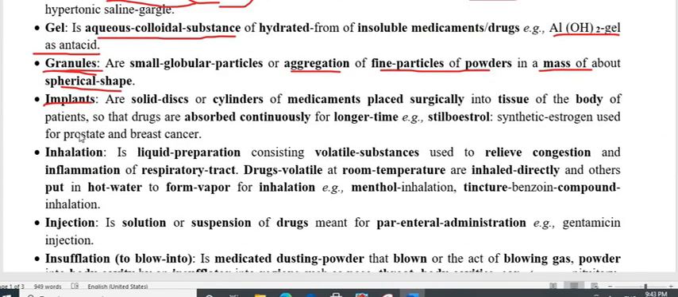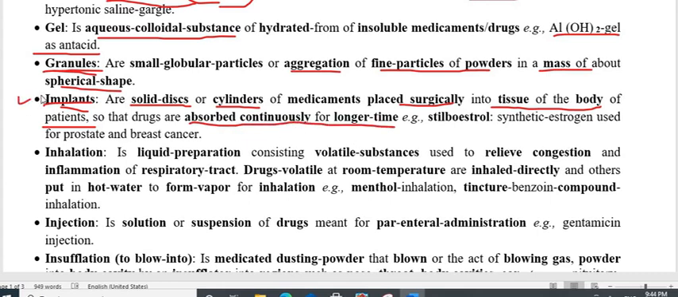Now we are going through the word implant. This is simply the plantation of the drug in solid disc or cylindrical form, by doing some minor surgery to put it in the tissue of the body of the patient, so that the drug is continuously released and absorbed for a longer time interval. This is called an implant.